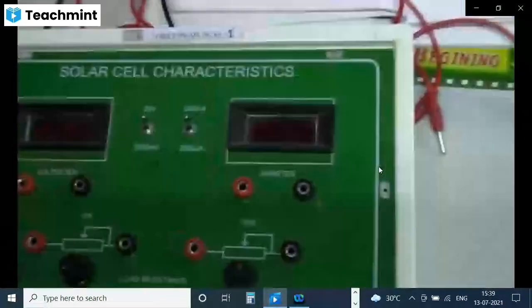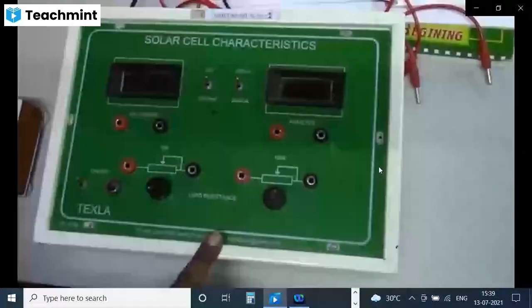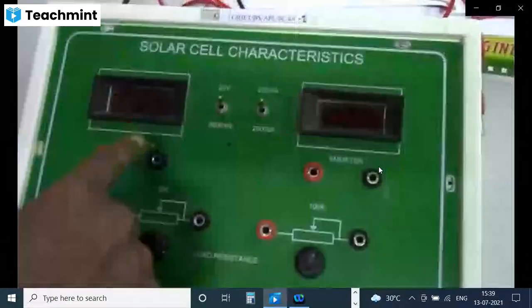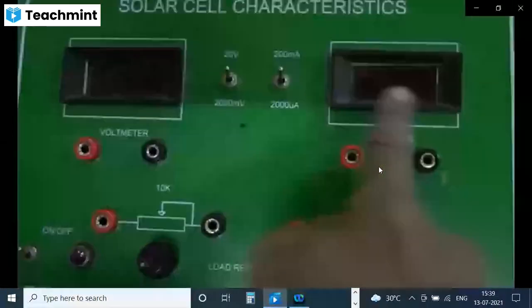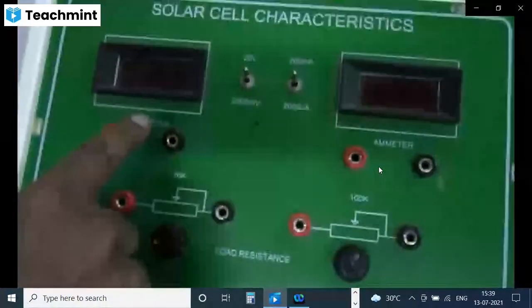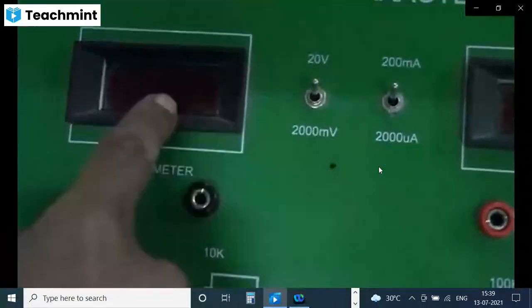Students, this is the kit corresponding to this particular experiment to determine the VI characteristics of the solar cell. It consists of individual components like the voltmeter, ammeter, and load resistance. Let me explain one by one. This is called the voltmeter. What is the use of the voltmeter? It measures the voltage. This is actually a digital voltmeter. It will display the voltage in digits.